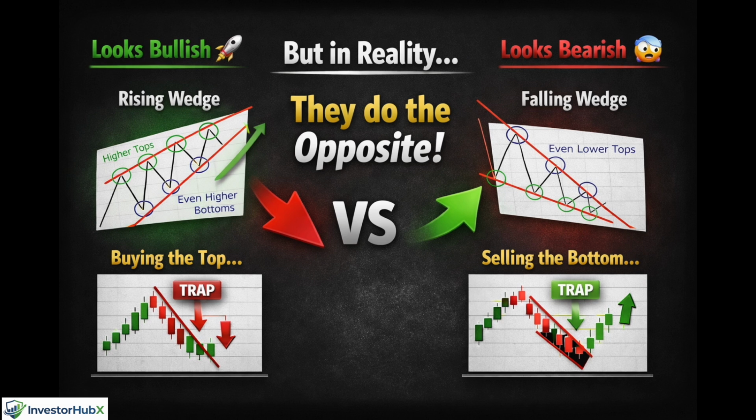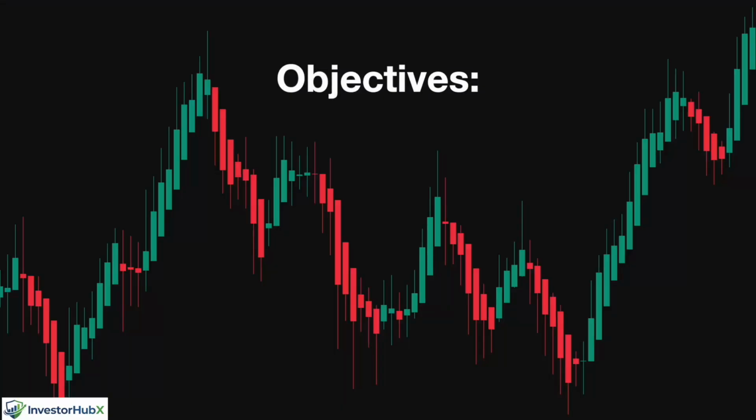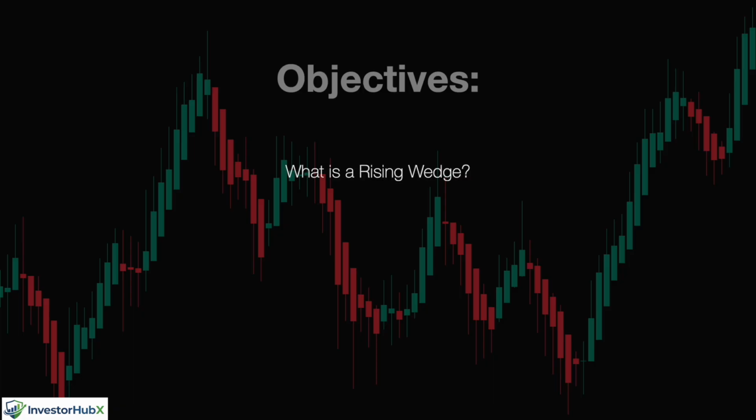Rising wedges look bullish, falling wedges look bearish. But in reality, they do the exact opposite. And if you don't understand this, you'll keep buying the top and selling the bottom. In this video, we're going to cover what a rising wedge is, what a falling wedge is, and real market examples. Let's get started.